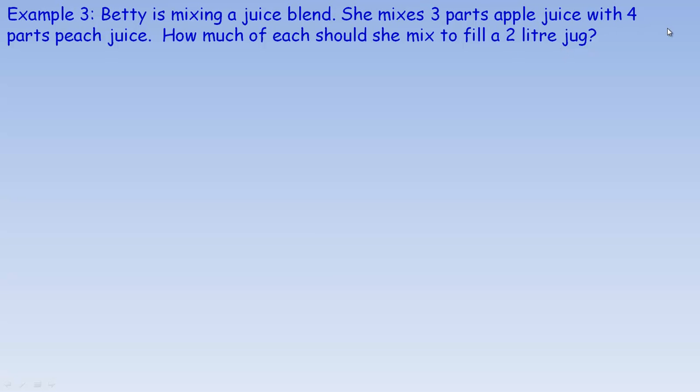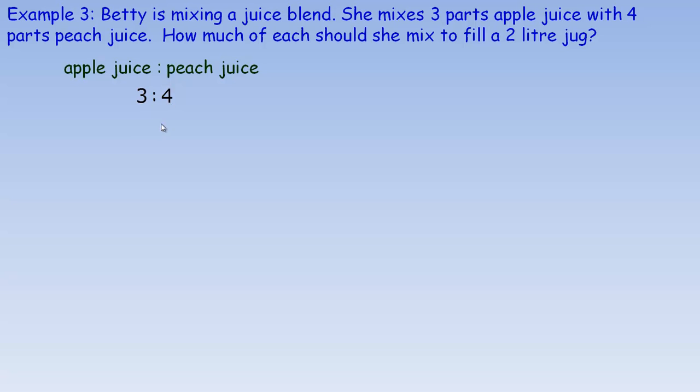If they were both the same, a 2-liter jug, we would just put a liter of each in, but they're not the same. So the ratio of apple juice to peach juice is 3 to 4. That's what the question tells us. 3 parts apple to 4 parts peach. So I'm doing apple first, so the 3 goes first, and the peach is second.